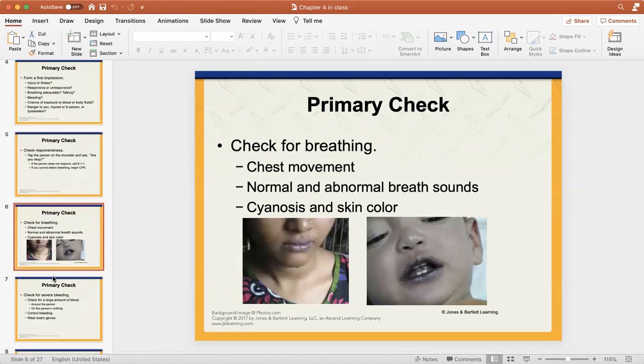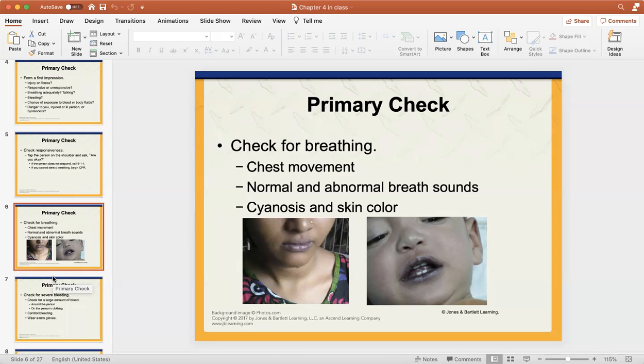Other ways to check for breathing, like I said, we're looking at the chest movement, whether the chest rises and falls with each breath. You can listen for normal and abnormal breath sounds: wheezing, something that sounds like snoring, something that even sounds like choking. Those are all signs that someone might not be breathing properly.